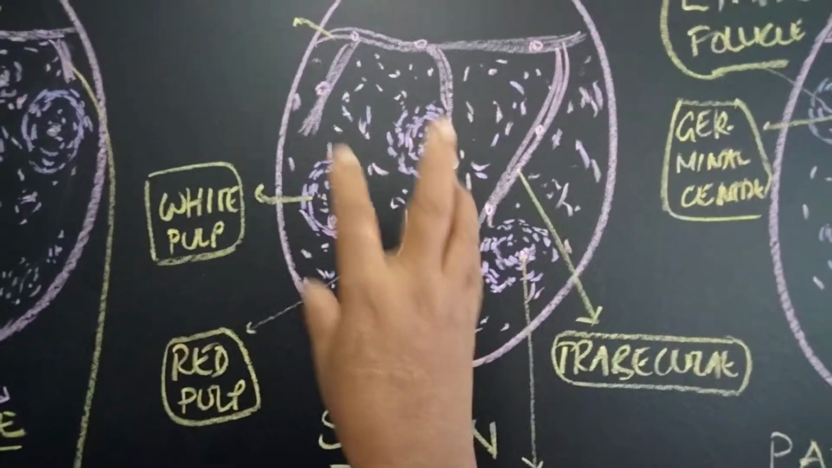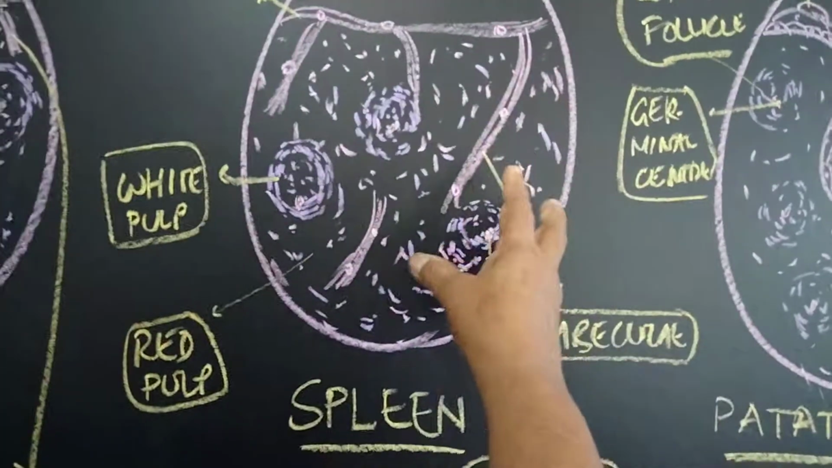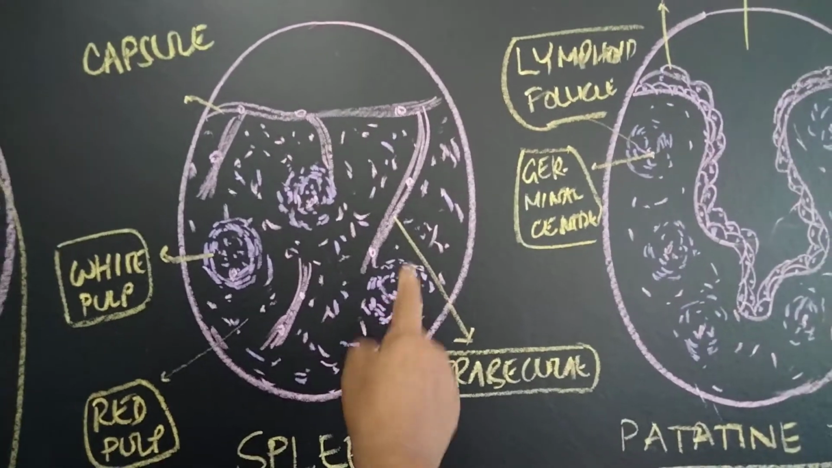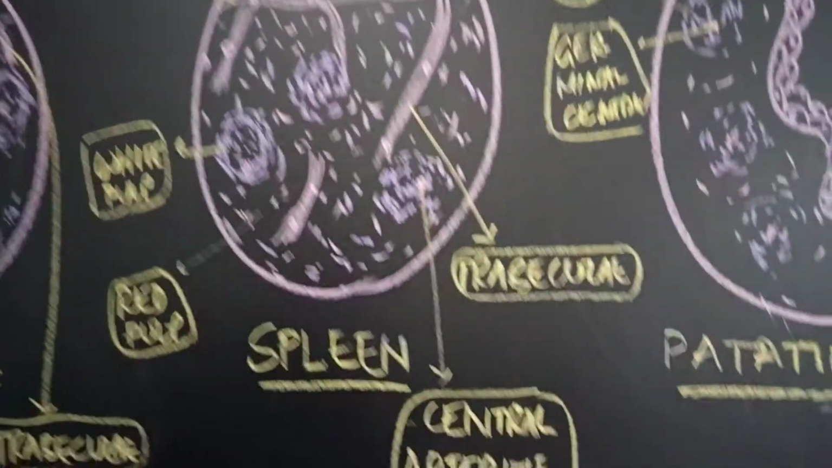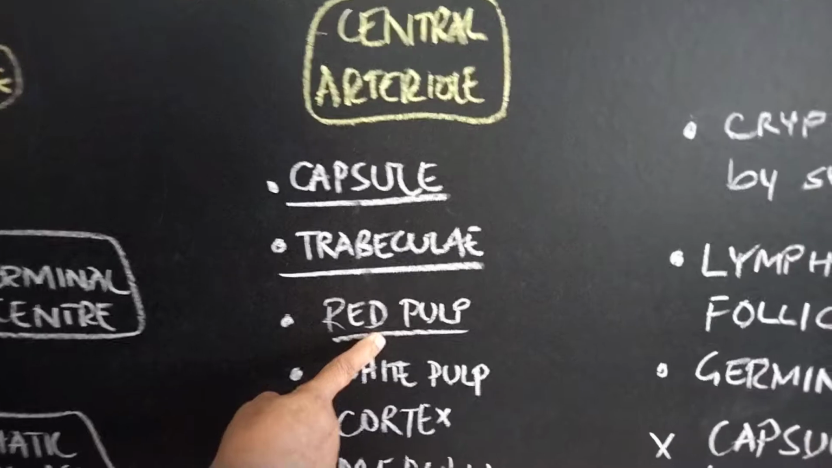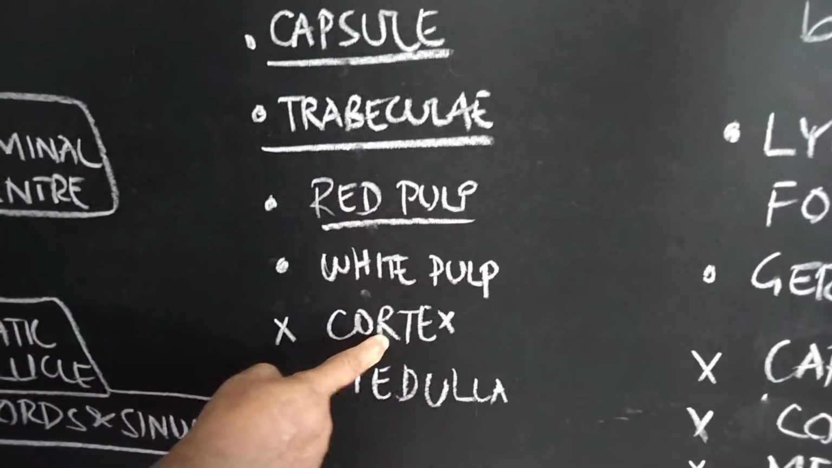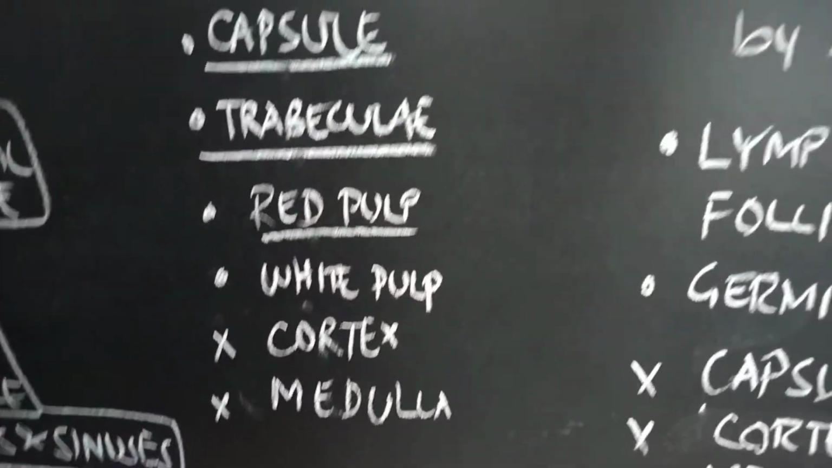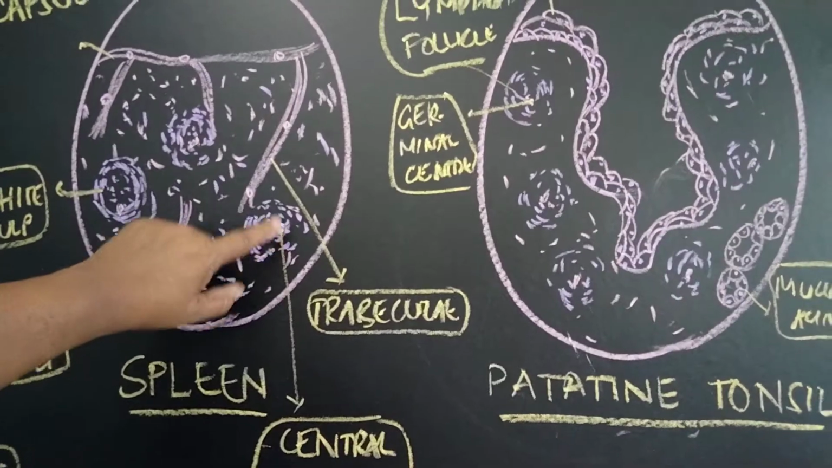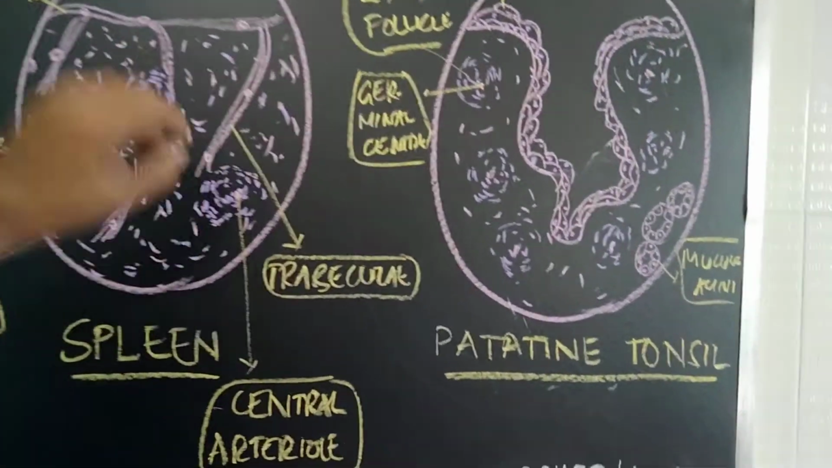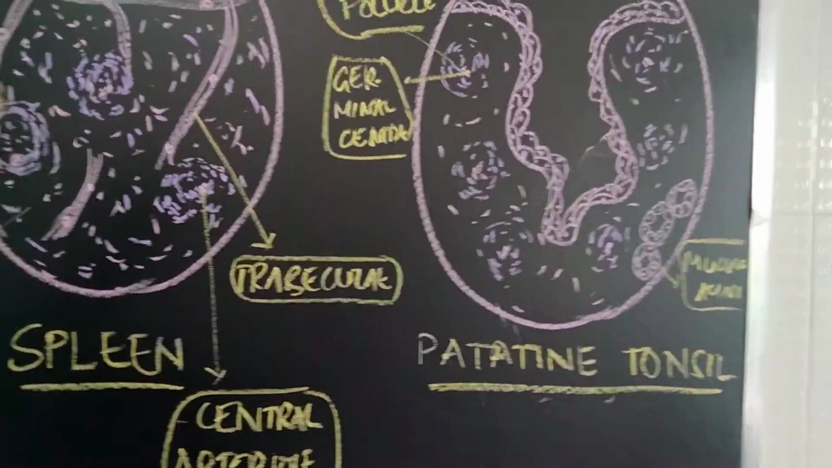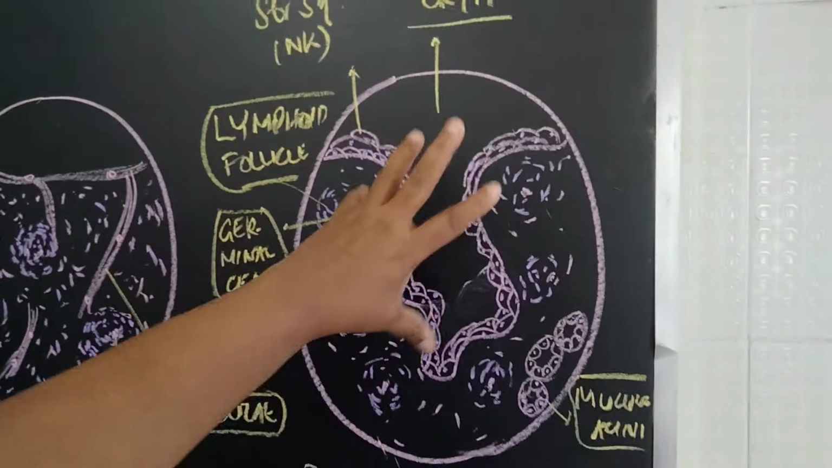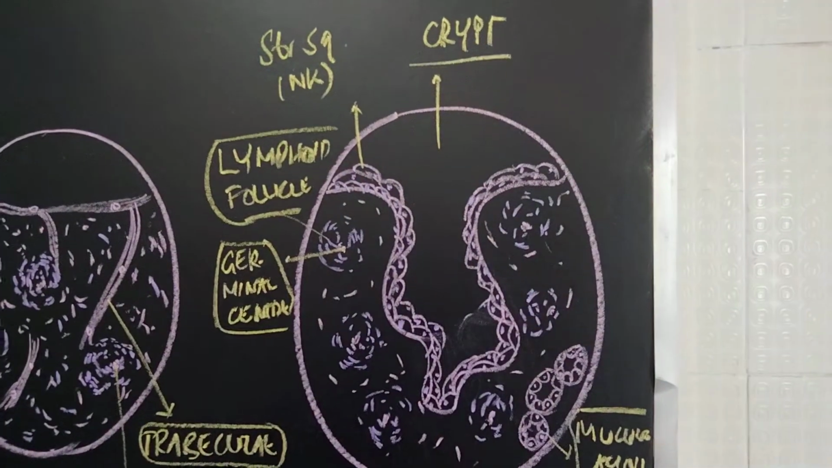So the spleen has a capsule, trabeculae, red pulp, and white pulp with the central arteriole eccentrically present. Capsule present, trabeculae present, red pulp present, white pulp present, while cortex and medulla are both absent in the spleen. This eccentrically placed central arteriole is one of the features for identifying the slide of the spleen. Then, compared to that, we come to the slide which is called the palatine tonsil.